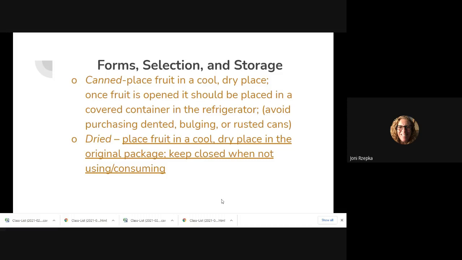For dried, place fruits in a cool, dry place in the original package and keep them closed when you're not consuming them. Most of them come with a zipper at the top of the packaging that you can just zip back shut, and that will keep them good for longer periods of time.